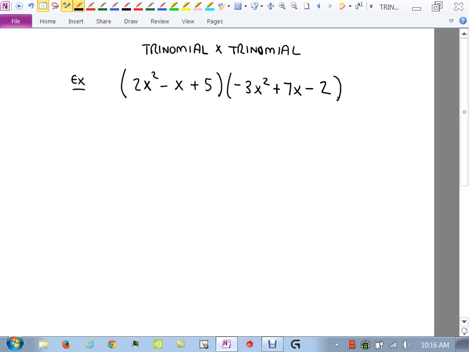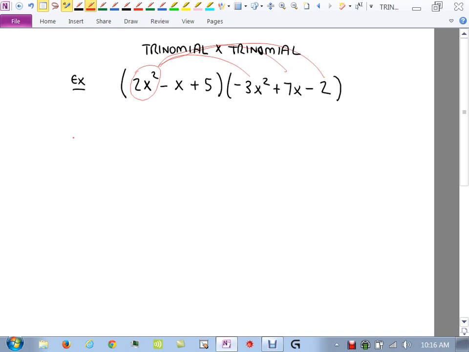Now here, FOIL completely breaks down. Okay, you can't use that. So let's start off kind of like I said. You look at the first term here, and that first term in the first parentheses is going to go through to everything in the other parentheses, right? To all 3. Once we're done with that, we'll move on to the second term, and we'll pass it through. And then we move to the third term and pass it through.